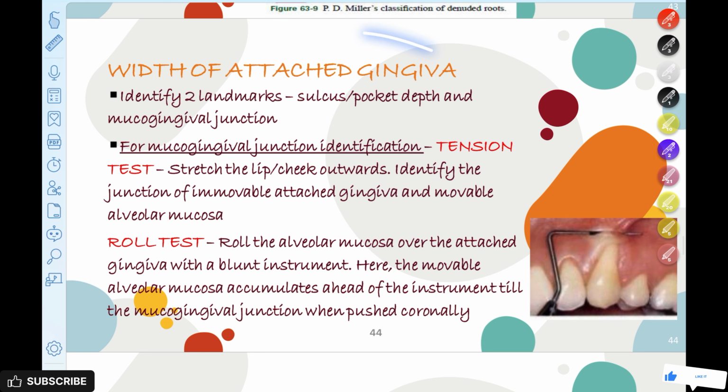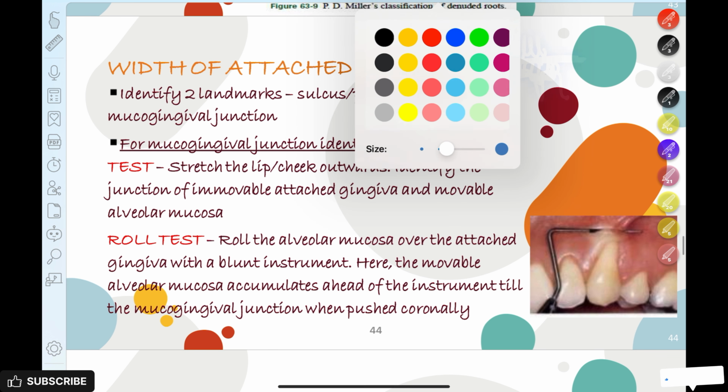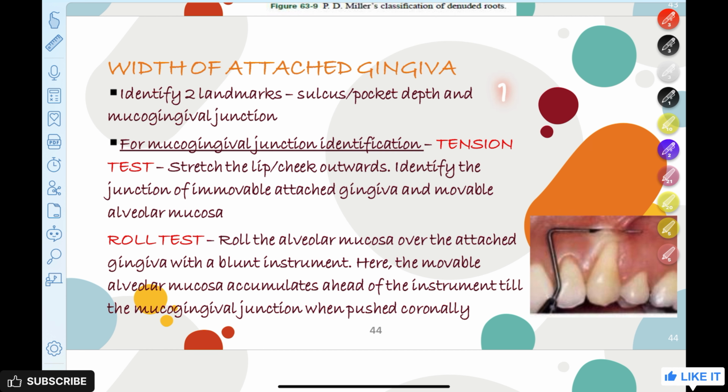The next part is the width of attached gingiva. How to check the attached gingiva? First, you have to identify two landmarks, that is, the sulcus or pocket depth and the mucogingival junction. If this is the sulcus or pocket depth and the mucogingival junction, how to check? Imagine this is the attached gingiva and this is the normal gingiva. This is our mucogingival junction, till the sulcus depth. This is known as attached gingiva, the width of attached gingiva. As you can see, this is the sulcus depth and this is the mucogingival junction. This is the width of attached gingiva.